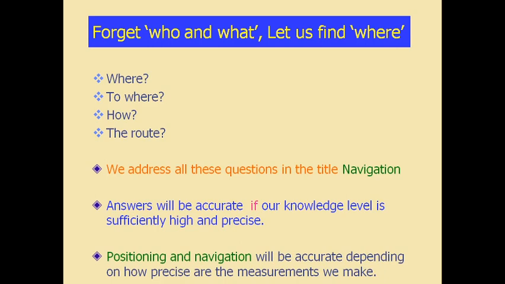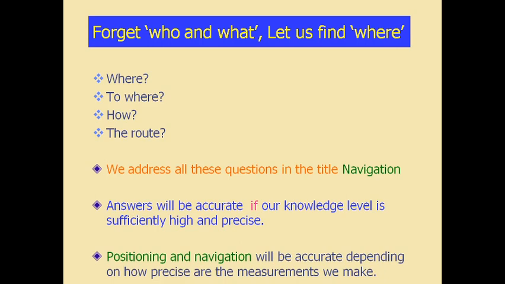You know that when you are going to your house, there are different ways, and you have to decide which route to take. The decision comes from thinking about different factors. Sometimes the speed matters, sometimes the length of the path matters, sometimes the accessibility through bus, etc. matters. So there are different aspects involved when you are fixing a route. So where, to where, how, and the route. We address all these questions in navigation.